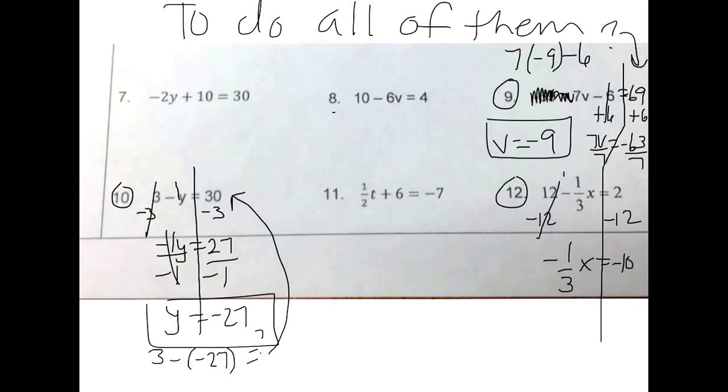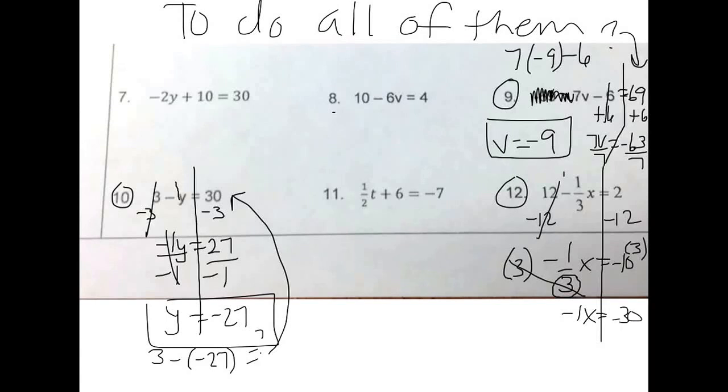We haven't seen one like this, but when I see a number underneath the fraction bar, that means division. So to undo division, I'm going to multiply. So I'm going to use parentheses to show my multiplication. The 3's will cancel, leaving me with negative 1x. 3 times negative 10 is negative 30.